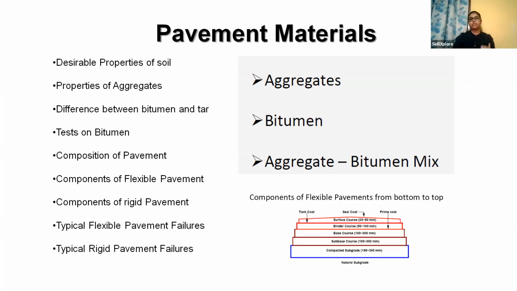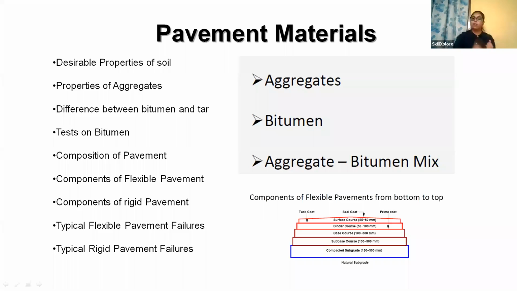What are the desirable properties of soil? What are the desirable properties of aggregates? Then an important thing: what is the difference between bitumen and tar? These are normally used interchangeably, but it is not like that. They are different. What is bitumen and what is tar? Why is it different? And then tests on bitumen. There are various tests for aggregates, various tests for soil, various tests for bitumen. All these things will be discussed, and actually this will be discussed in more detail later. That will be the idea.